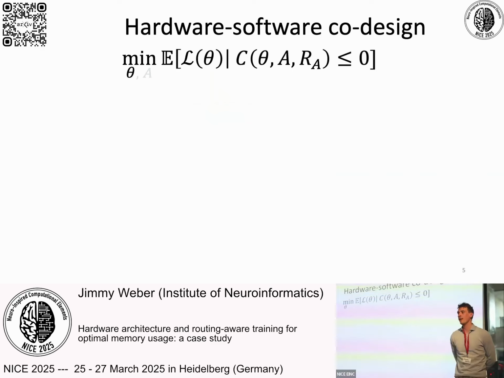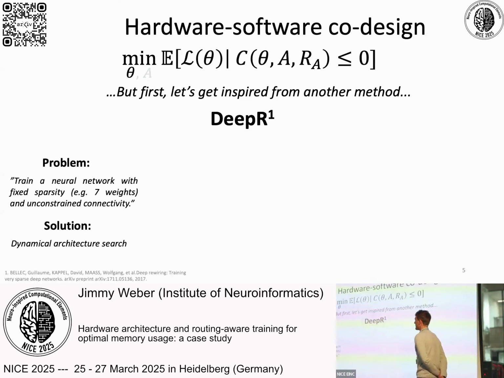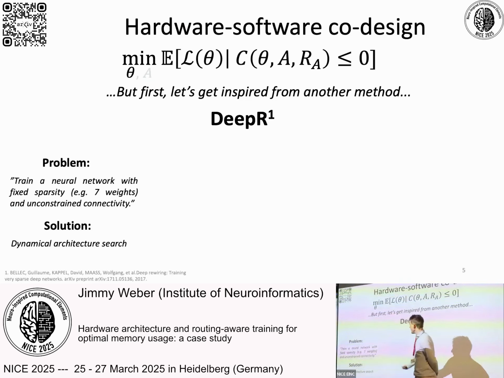And before tackling it, I'm going to rely on your knowledge. Maybe you know the Deep R algorithm that was presented by Guillaume Bellec in 2017. For those who don't know what Deep R is doing, Deep R was facing this problem. He wanted to train a neural network with a fixed sparsity, let's say 7 weights in your overall network, and he had no constraint on the connectivity. So he could put his weights wherever he wanted to. The solution he had was dynamical search inside this architecture.